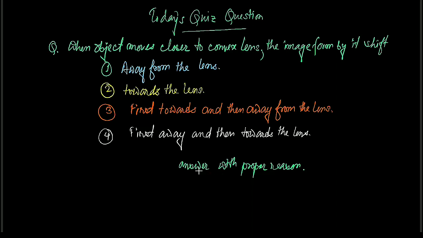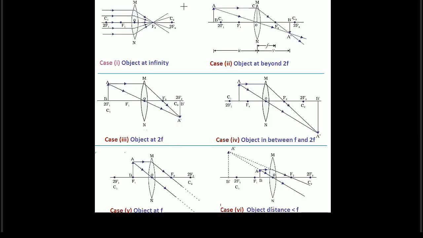Okay, then you have to give the answer with proper reason. We will check first what the answer is going to be. Just look here. In the first case, the object was placed at infinity, then the image forms where?